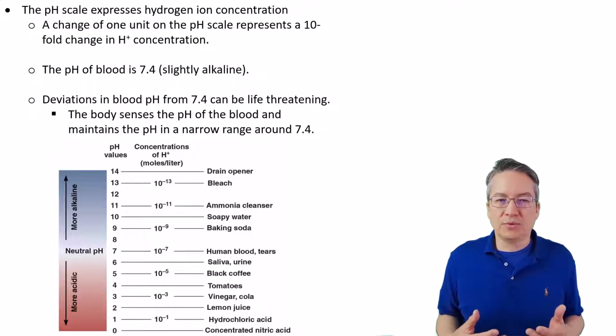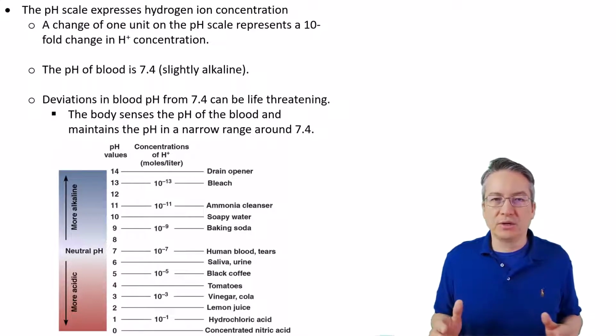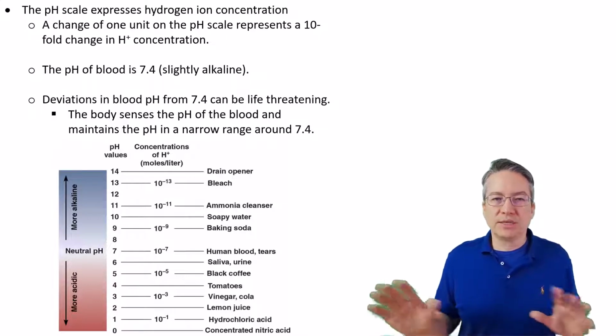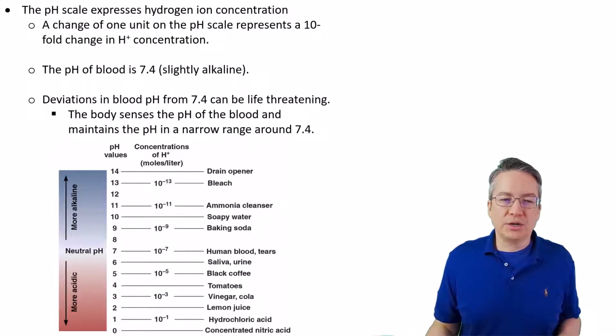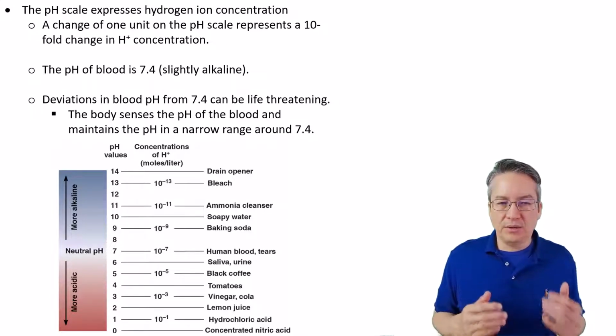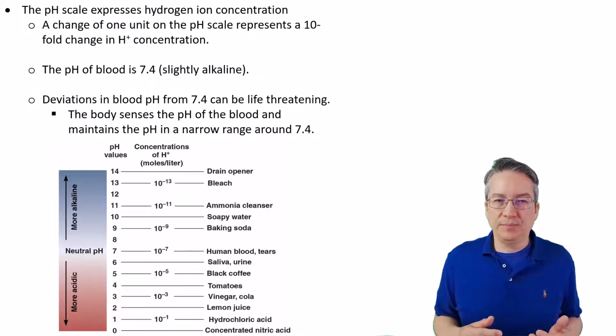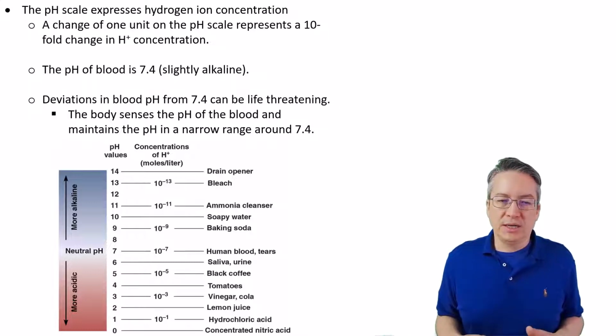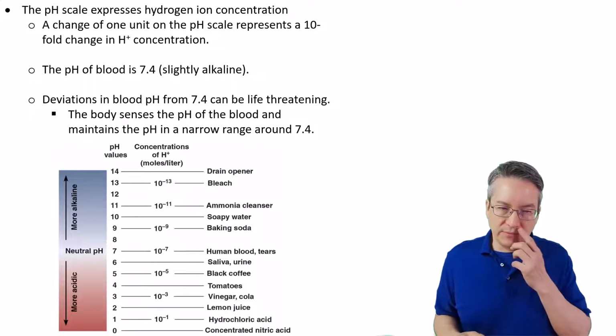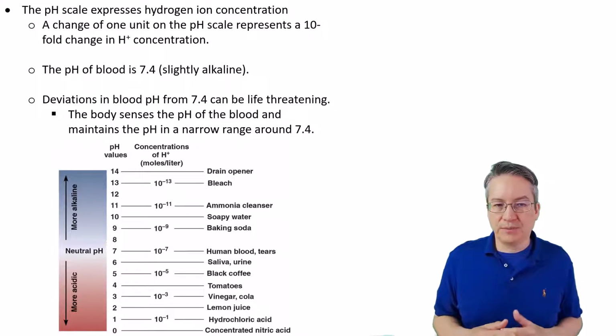Let's take the example of blood. Your blood pH is actually 7.4, so it's slightly alkaline. But let's just consider it to be 7, just to make it a nice round number. So if we look at our chart here, we see that human blood has a pH of 7. What does that correspond to in terms of hydrogen ion concentration? Well, that actually means that the hydrogen ion concentration is 10 to the negative 7 moles per liter. So that number 7 actually corresponds to a given hydrogen ion concentration.